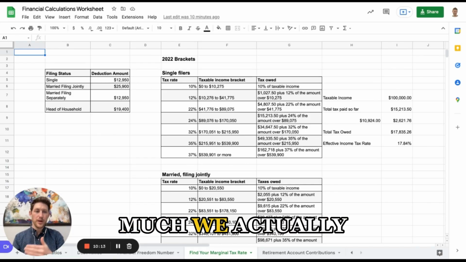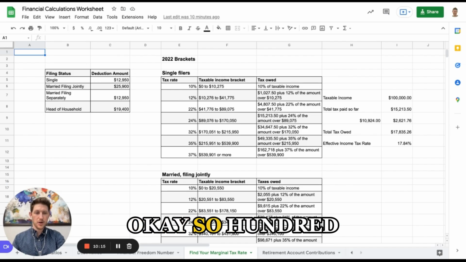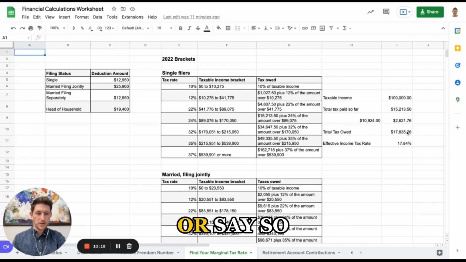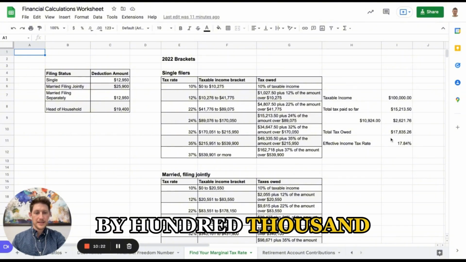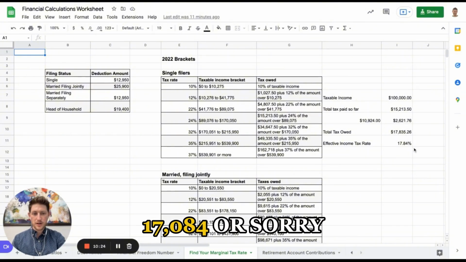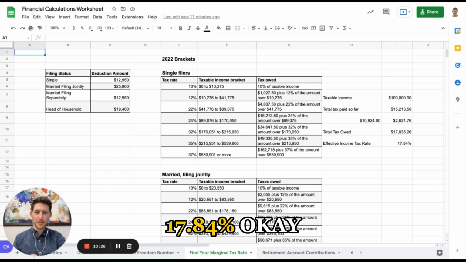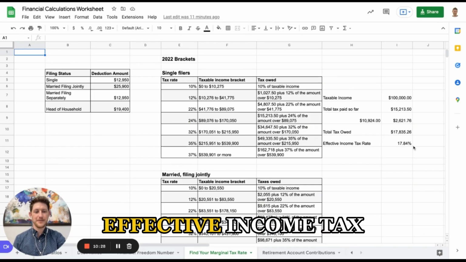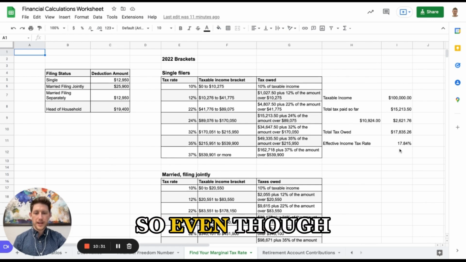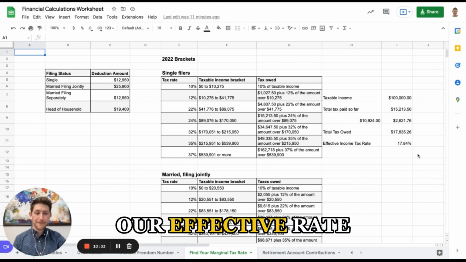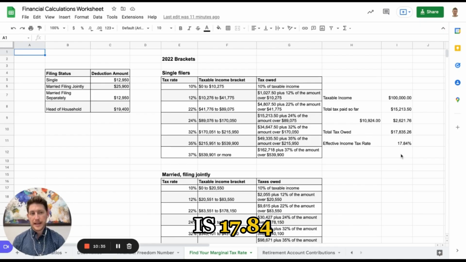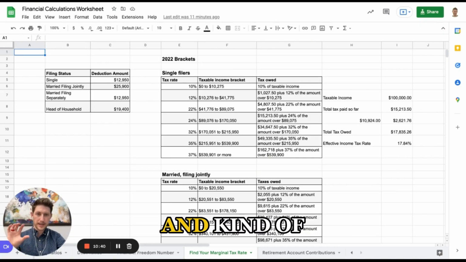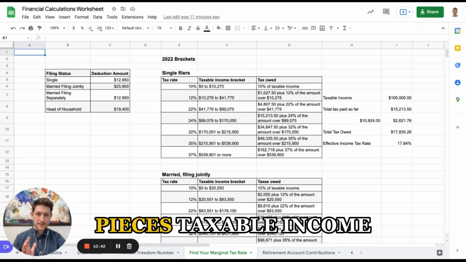To find out our effective tax rate, we take the total tax owed divided by our taxable income, and that's how much we actually paid. So $17,835.26 divided by $100,000 is 17.84%. Okay, this is our effective income tax rate. So even though our marginal rate is 24%, our effective rate is 17.84%. I hope that example is helpful in clarifying all of these pieces.